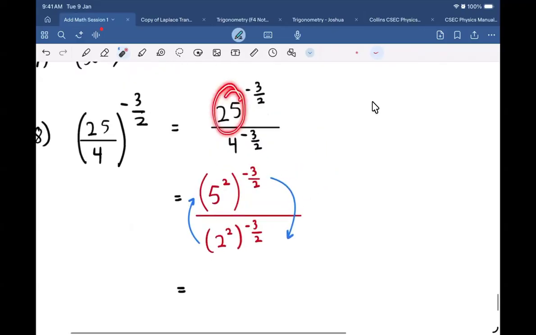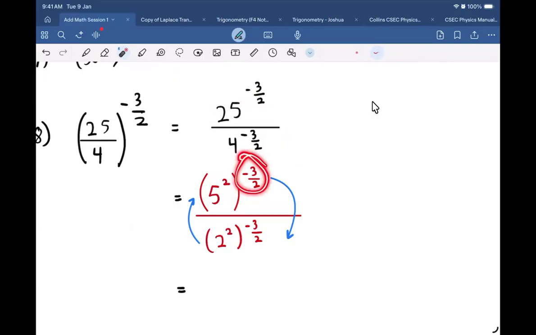Do you understand what I did so far? I converted 25 to 5 squared because my fractional power had 2 in the denominator. So it makes sense to write it as 5 squared because when I multiply, that cancels. Tell me if you're with me so far. You understand that? Yes, sir. Great.